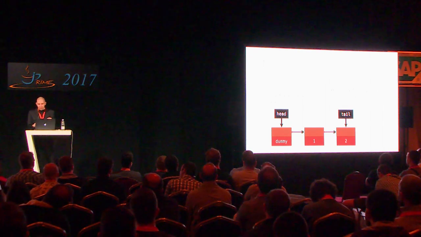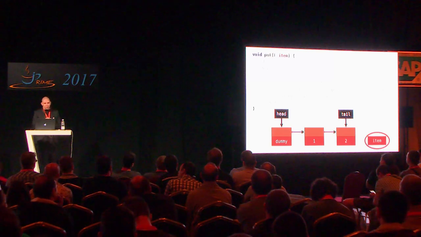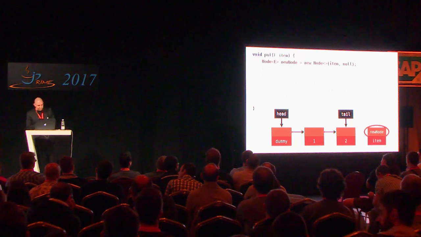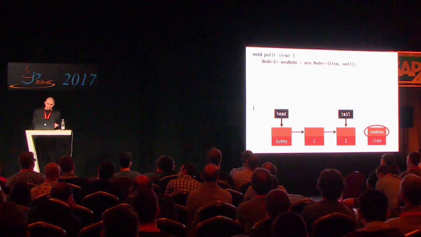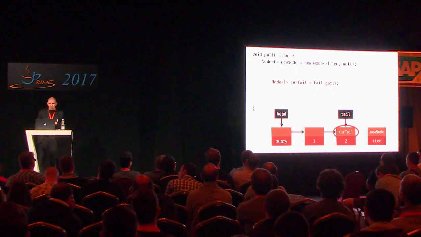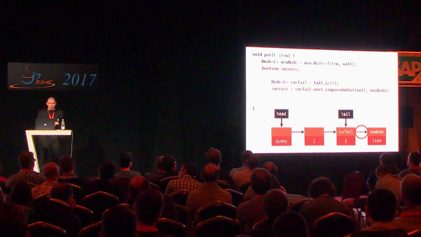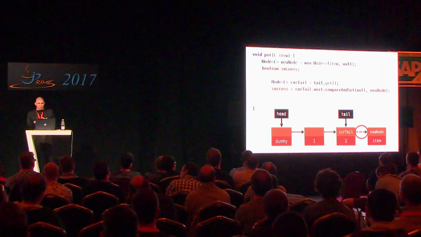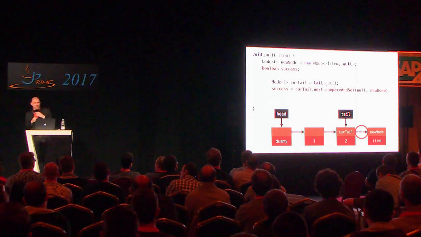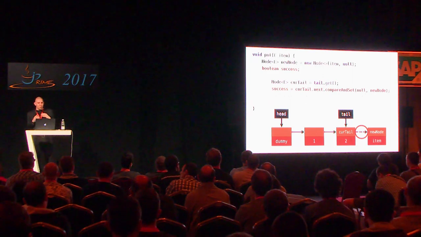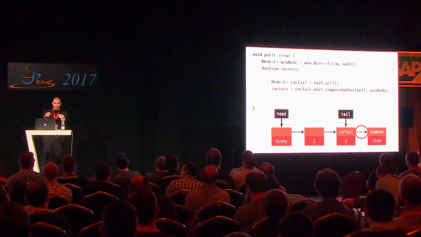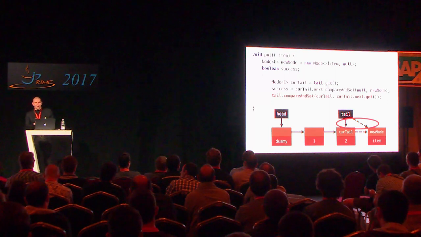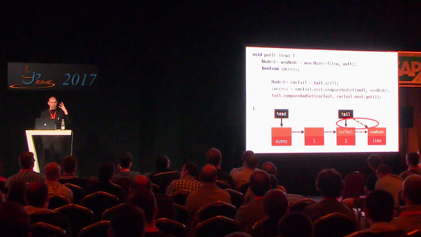How do we add new elements to this non-blocking queue? Again, we have the item we need to add to our queue, and the first step is the same. We create a new node around it. The second step is to get the current queue's tail. And after that, we try to atomically change the current tail's next pointer. The initial state of this pointer is null. So if this operation returns true, it means that yes, it was null, and yes, we changed it to the new node. And the second operation is just to move the tail pointer to the new tail.